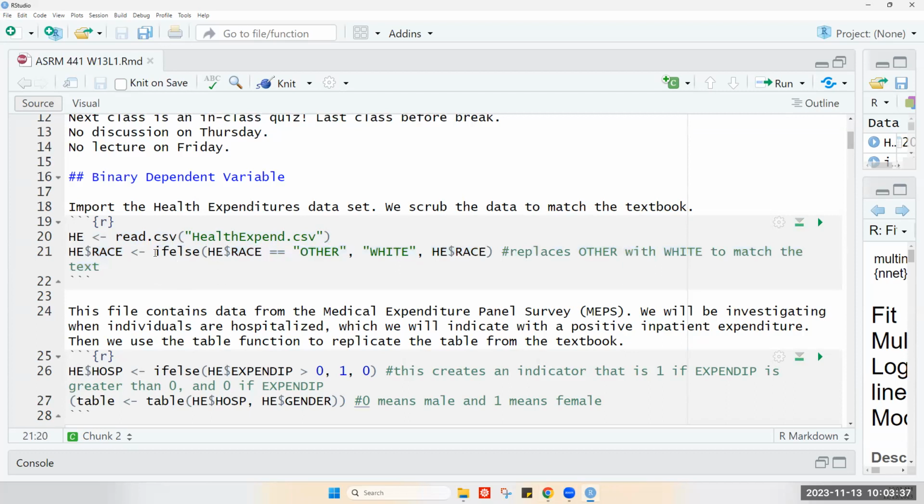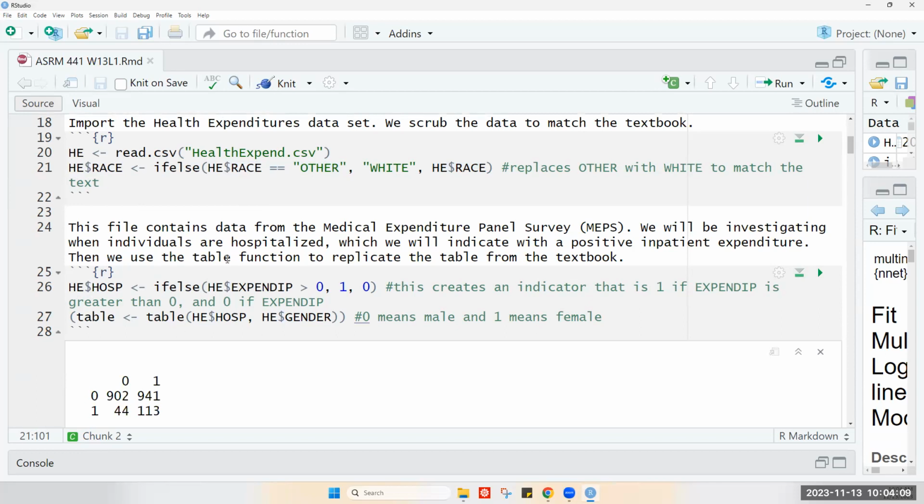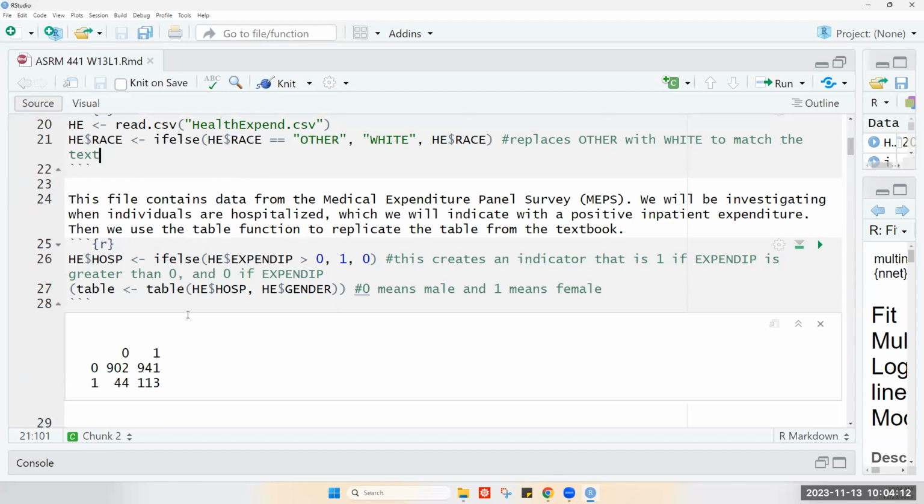I set up an if-else statement where the first argument is the logical condition to check. And so what I'm trying to do here is say, if the race is other, then set it to white. Otherwise, don't change it. Set it as the race. And then replace the race column with those changes. That just makes it so that it matches the textbook. There's not a particular reason why we need to do that.